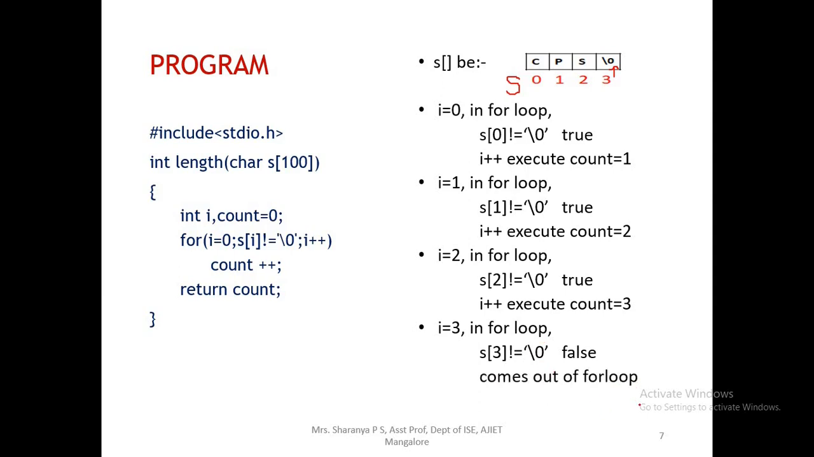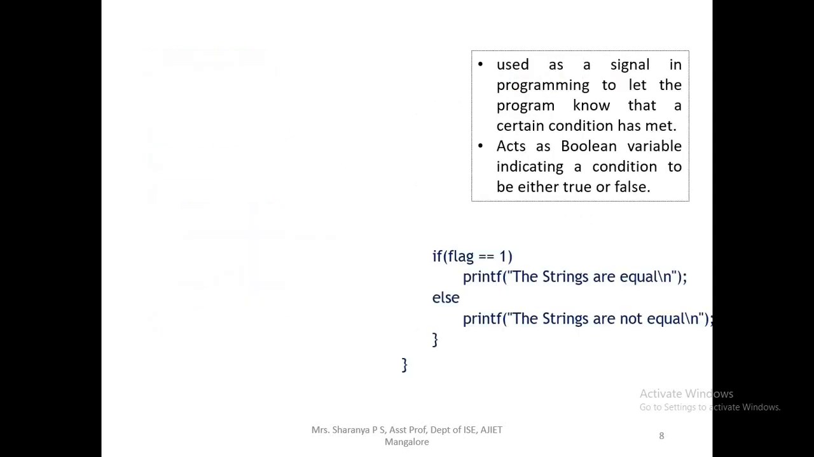Now it comes out of the for loop. So how many times has this loop executed? That is nothing but 3 times. That is what we are referring to as the total number of characters, obtained by processing through this count variable. This is how we can find the number of characters present in a given string. So finally, it returns the count value to the main function.